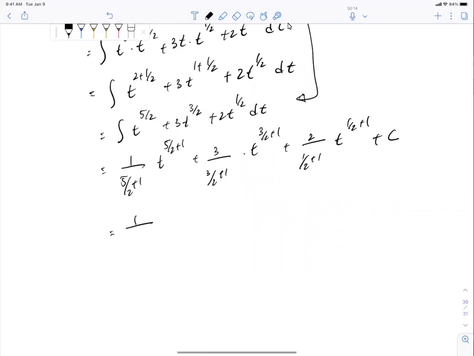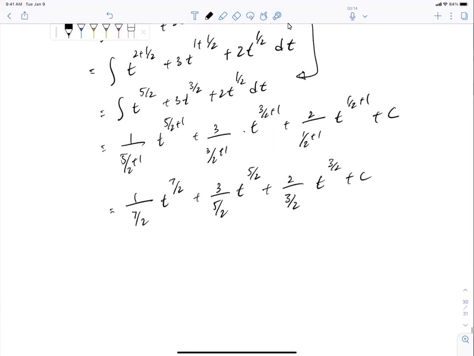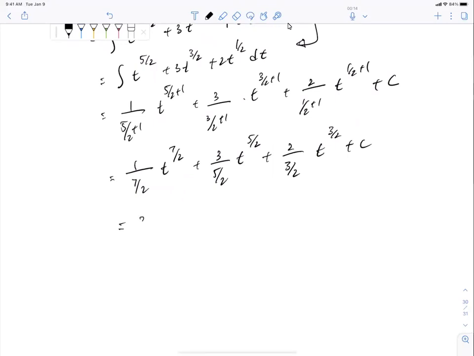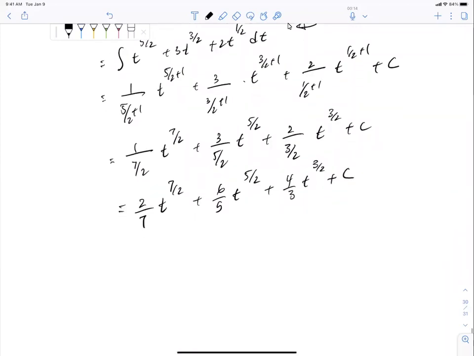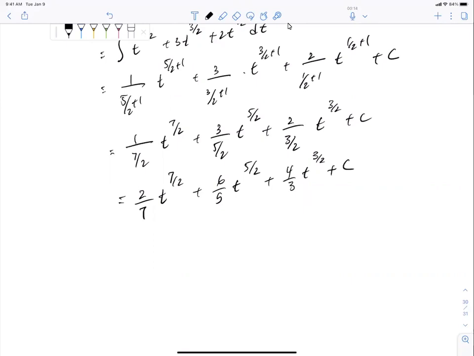So I get 1 over 7/2, t to the 7/2, 3 over 5/2, t to the 5/2, 2 over 3/2, t to the 3/2 plus C. And then I just do my algebra again. 2 over 7, t to the 7/2, 6 over 5, t to the 5/2, 4 over 3, t to the 3/2, and so forth. So that will be your answer for that one.